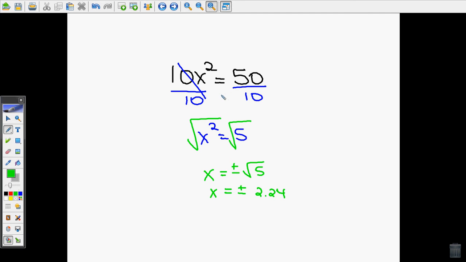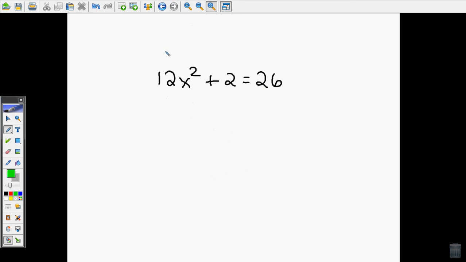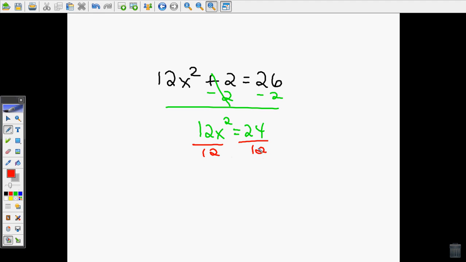But for right now, when you get non-perfect squares, I want you to give them to me as decimals to the nearest hundredth. And the last one I want to do, you subtract 2 from both sides. So you get 12x squared is equal to 24. I'm going to divide both sides by 12. So x squared is equal to 2. And then I'm going to take the square root of both sides, and I get that x is equal to plus or minus square root of 2, or that x is equal to positive or negative 1.41.